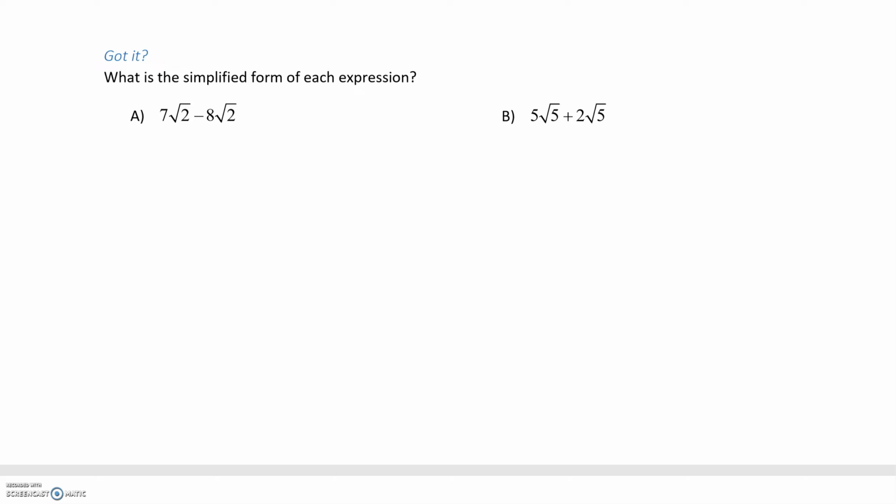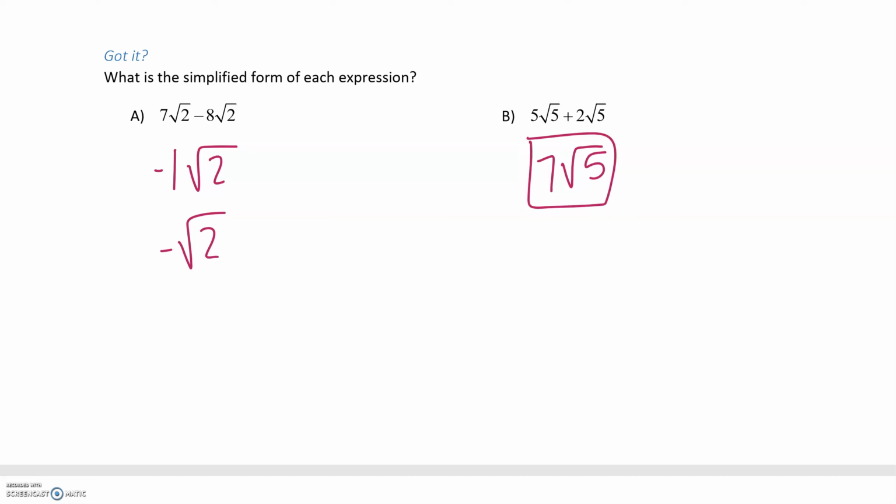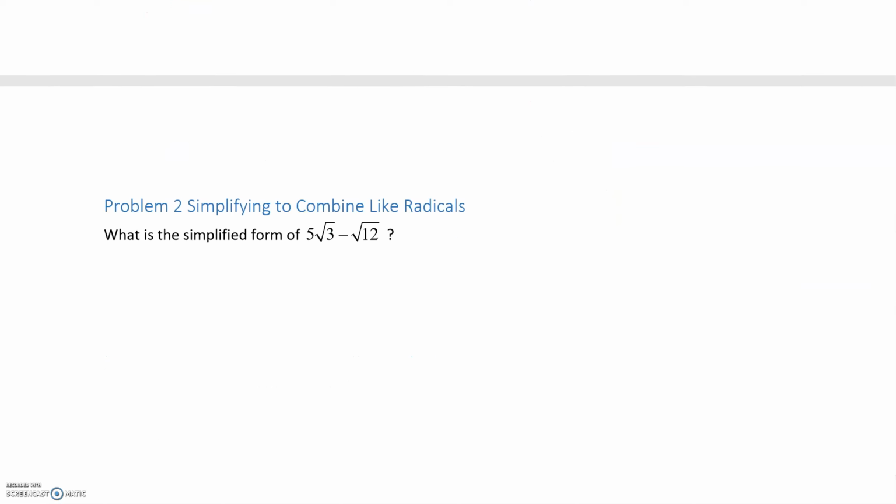If we do 7 minus 8, that gives us negative 1 square roots of 2. Or you can just have it as negative square roots of 2. Either one works. Okay. And if we have 5 square roots of 5 plus 2 square roots of 5, that's going to give us 7 square roots of 5. So this is an either or situation over here. Okay. Moving on.